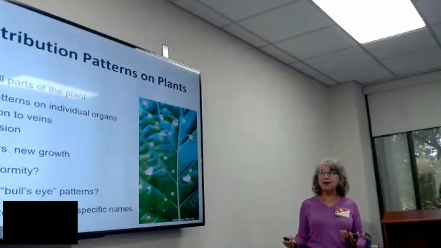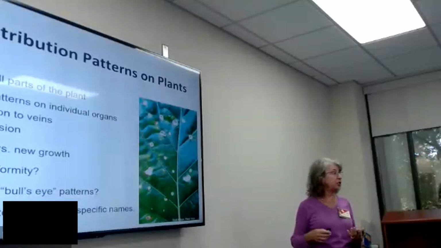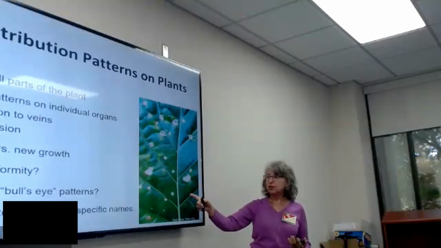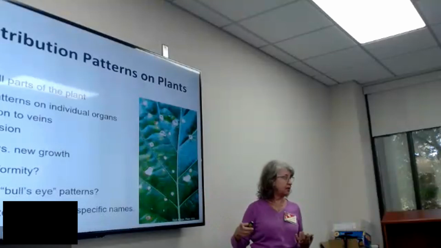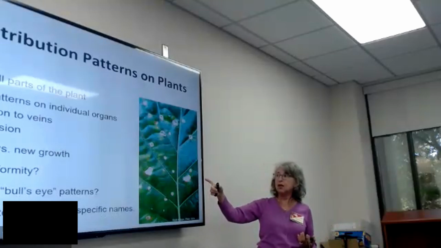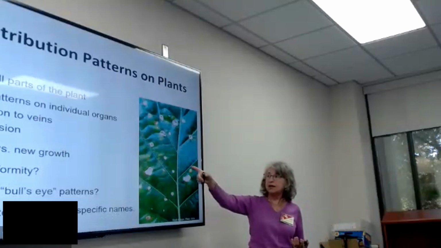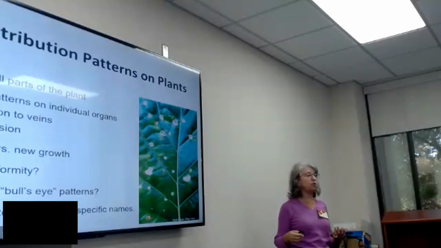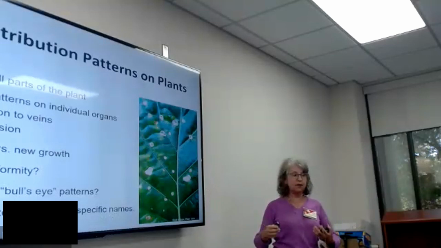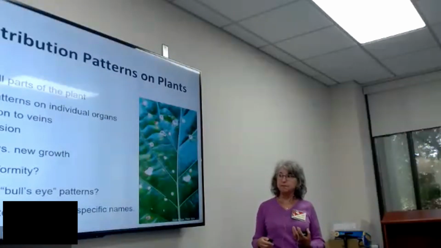So you're going to look for patterns on the individual organs. Again, we talked about in relation to the veins, how bacteria tend to be constrained by the veins. Not all, but in a lot of cases, you might see that type of symptom. Spots that have particular patterns like targets and certain rings and colors can also help you clue in on what particular fungus might be causing the problem. And of course, as the disease progresses as time goes on.